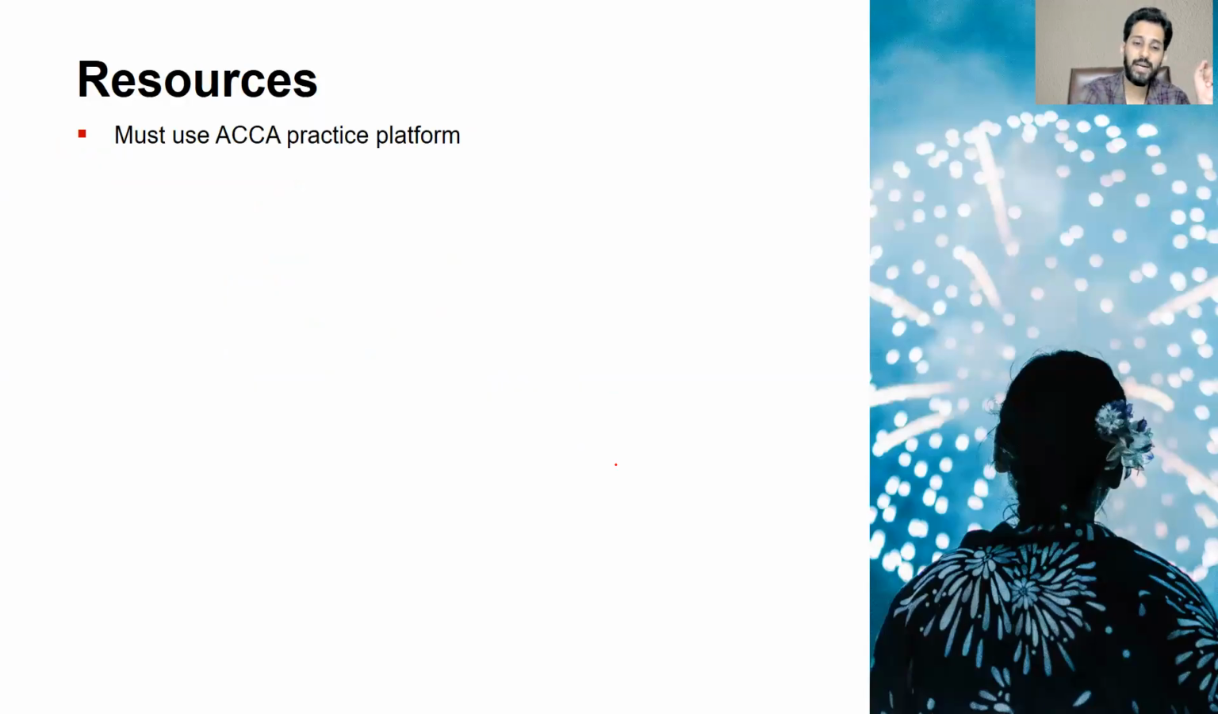Must use the ACCA practice platform. You are appearing for paper AAA, and that is not just audit, that is Advanced Audit and Assurance. Most of you might be working professionals, doing a job or running a business or whatever, so you have some practical commitment at your job. So what I do prefer is that you must use the ACCA practice platform.